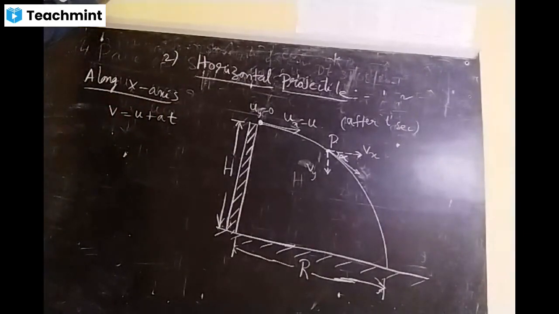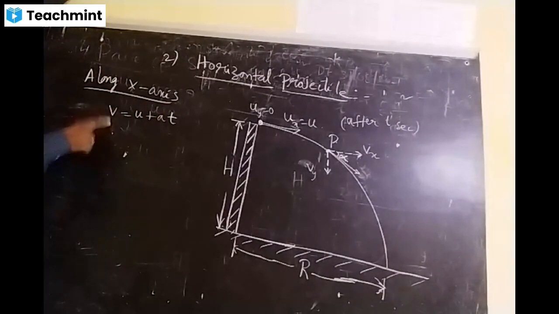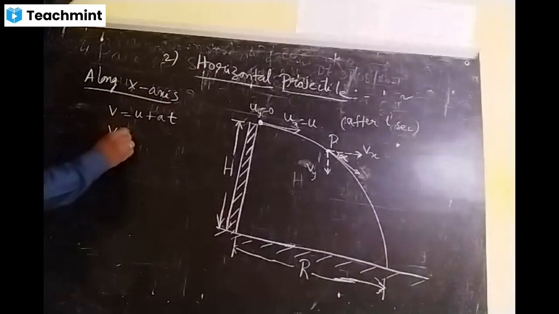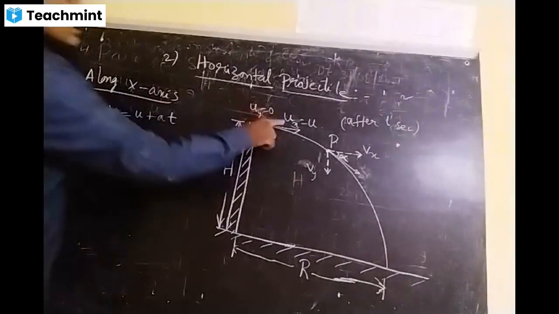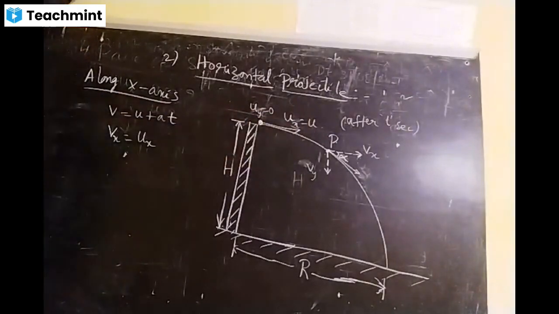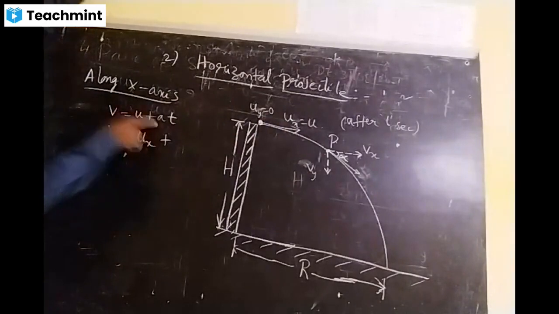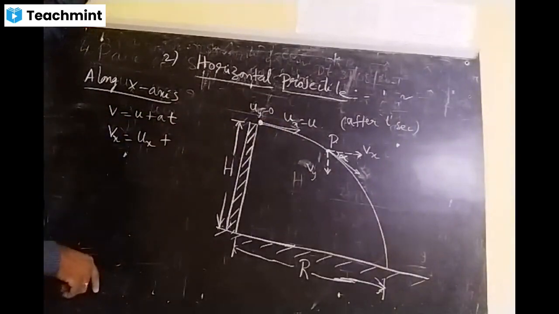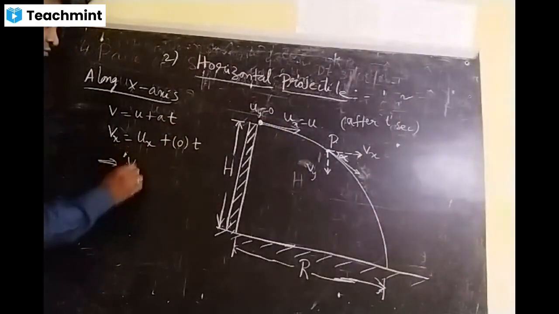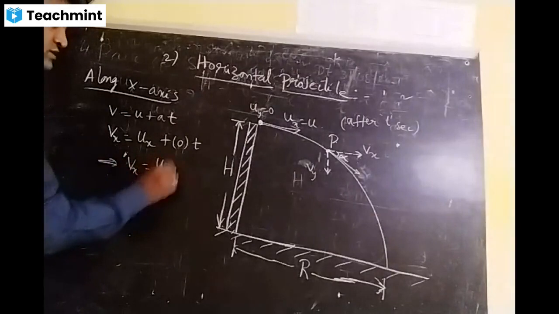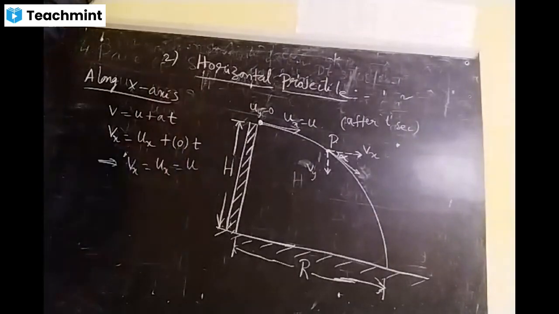Acceleration along the x-axis is 0. Substitute: Vx is equal to Ux plus acceleration along x-axis, which is 0, into t. So what am I getting? Vx is equal to Ux. Ux is equal to how much? U. So Vx is equal to the initial velocity.